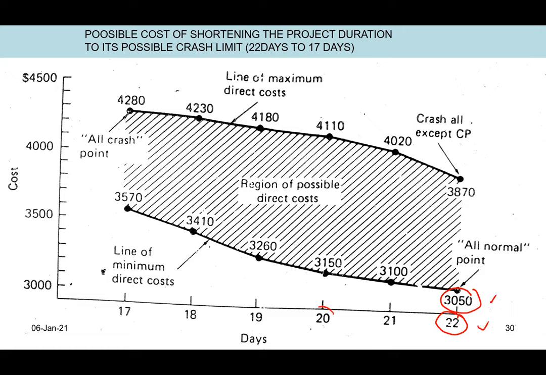If we go for 20 days, you notice that this is the amount that we get, 3150. Easily, we can get that amount easily. But then the issue is 19 days. This table gives 3260, whereas the one that we get is 3270, and then 3300.